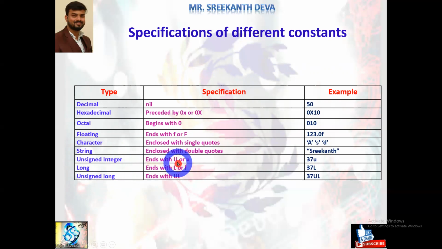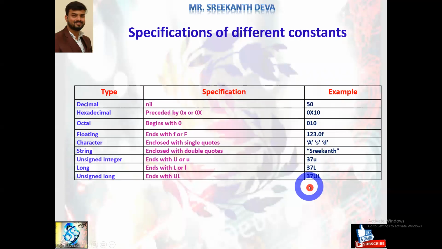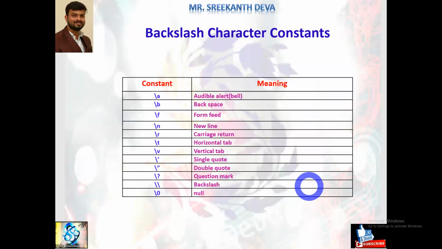Unsigned integers end with what? Capital U or small u, like 37u. Long ends with capital L or small l, like 37l. Unsigned long ends with what? UL, capital UL or small ul. So this is about the different types of specification of different constants.